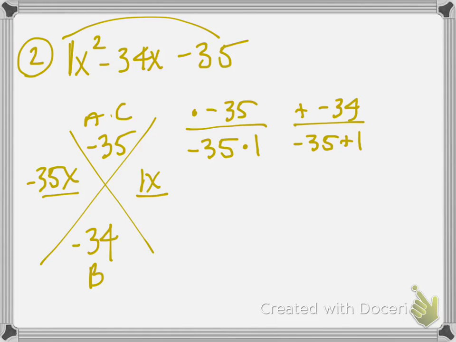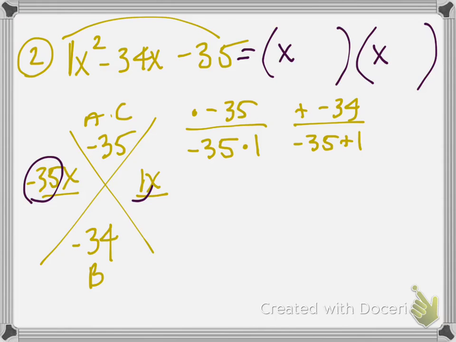And now that will give me straight away my solution. This can be factored into two separate parentheses, both starting with x. And I just take the numbers right from here. Again, we can do it this simply because a, the coefficient of x squared, is 1. So this is negative 35 and positive 1. And this is the solution for number 2.